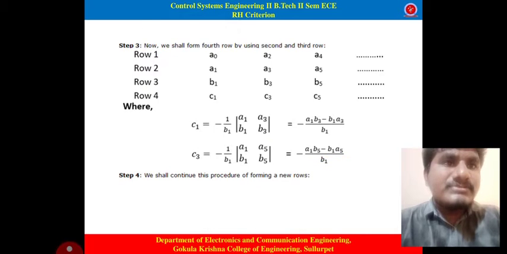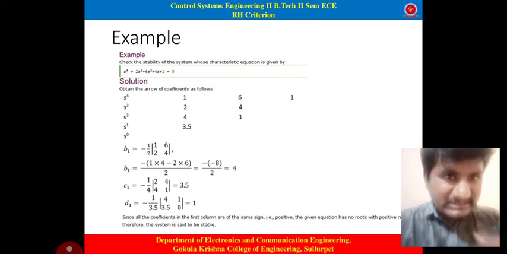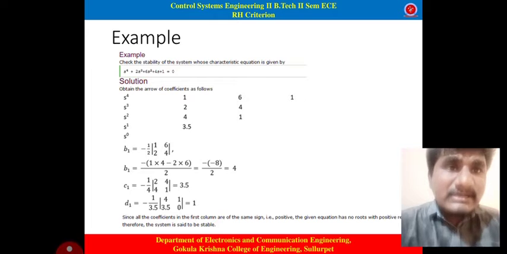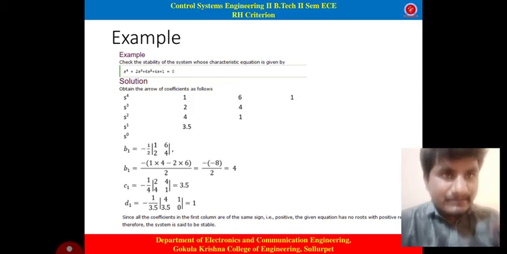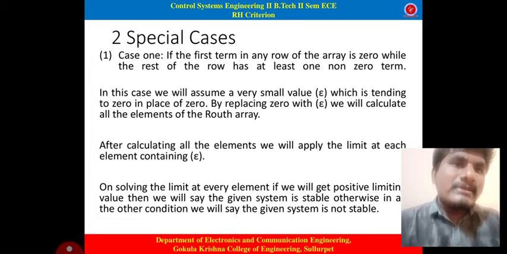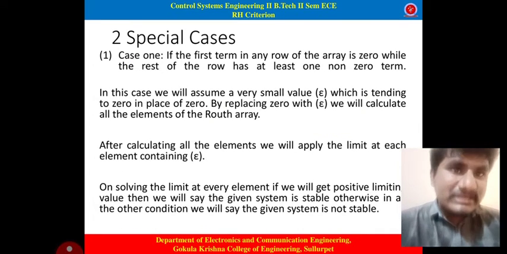This is the revision. Here is the example, let's see the same example. In this particular case, we have derived the Routh table. In the first column everything is positive, so the system is stable. In this RH criterion there are two special cases.